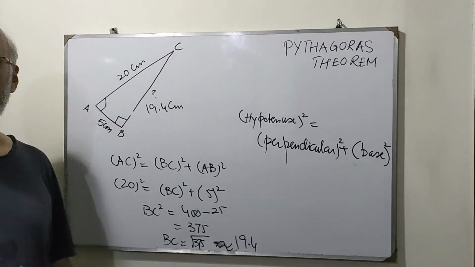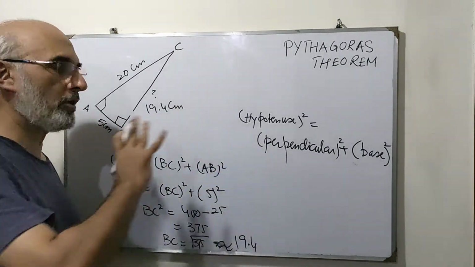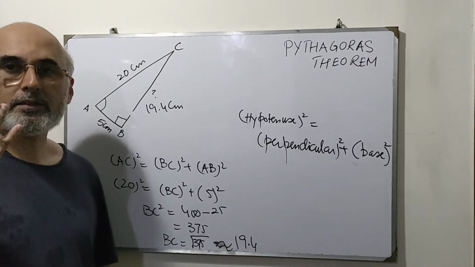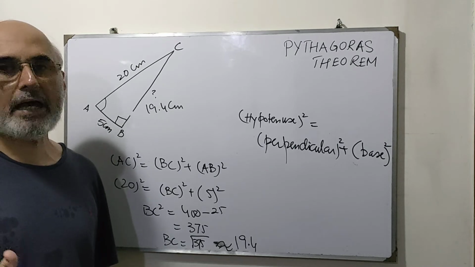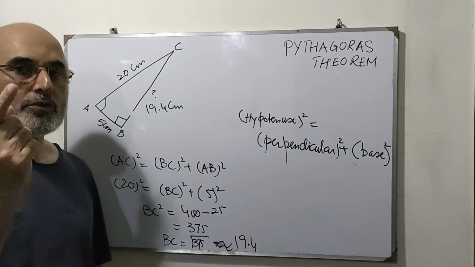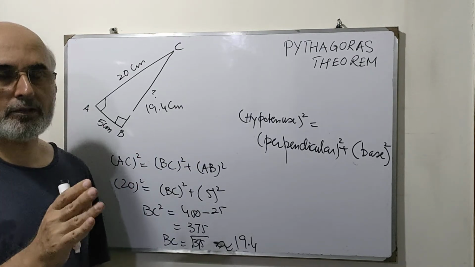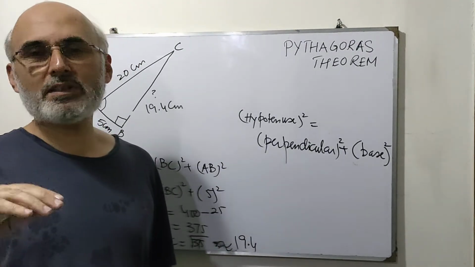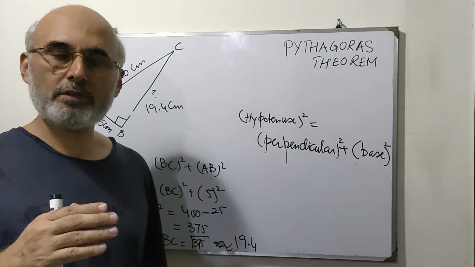Okay, so now you got the idea of the basic relationship of this Pythagoras theorem, that the square of the hypotenuse is equal to the sum of squares of perpendicular and base. If any of the sides is not known, we can apply this relationship and find it out. Now let's do a couple more examples which are a bit difficult.